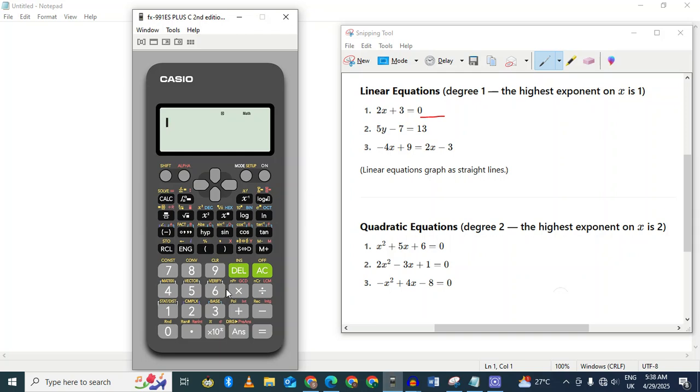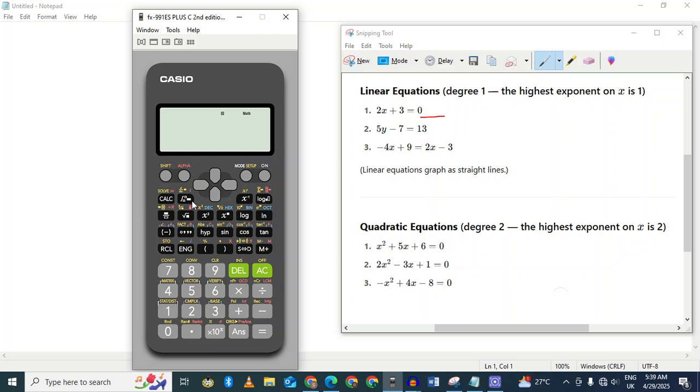Alright, in this video we're going to be solving linear equations using our Casio calculator. So we're doing that with these basic examples we have here, and at the end of the day you can solve it by yourself. So let's start with the first one. We want to solve 2s plus 3 equals 0 using the Casio calculator. Just so you understand, this is a basic example. You can use more complicated examples as the case may be.